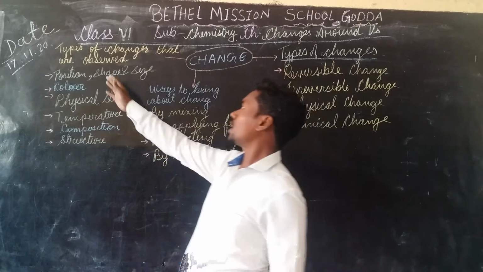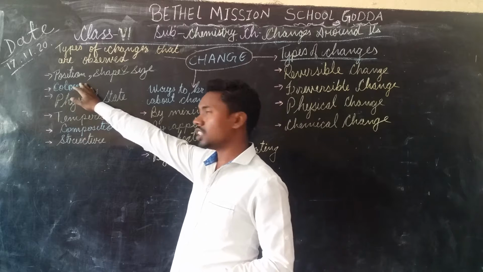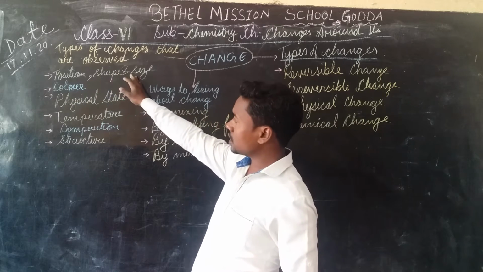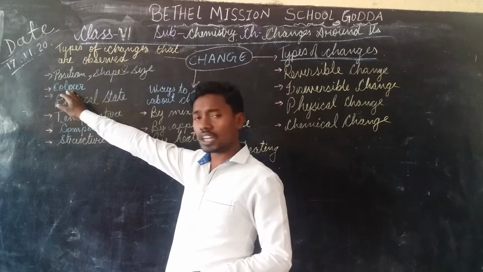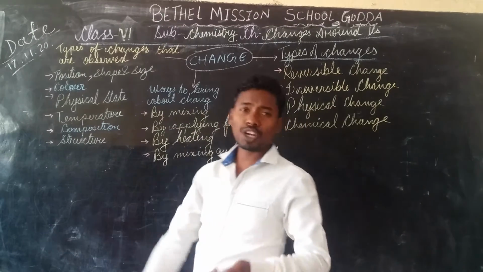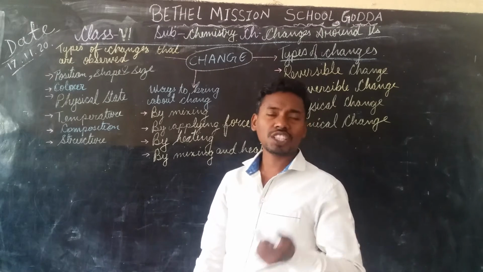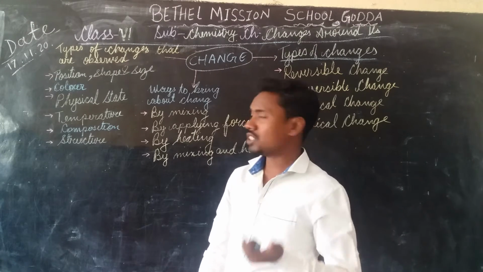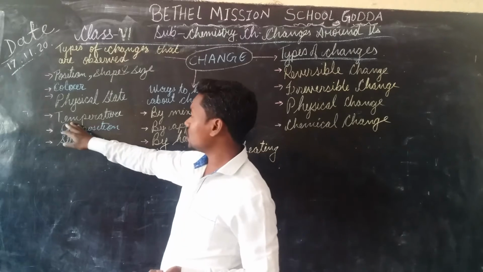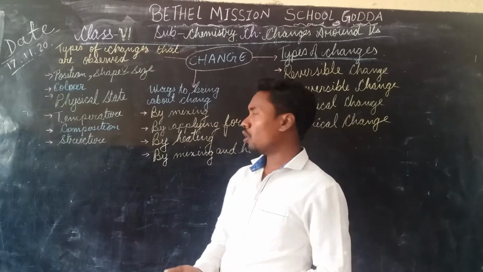So there are different types of changes that are observed. For example, there can be change in position, shape or size. Sometimes there is change in color also. Yes, there are sometimes changes in physical state. When you boil water, it changes from a liquid state to a gaseous state. There is change in temperature. You heat water, it becomes hot.